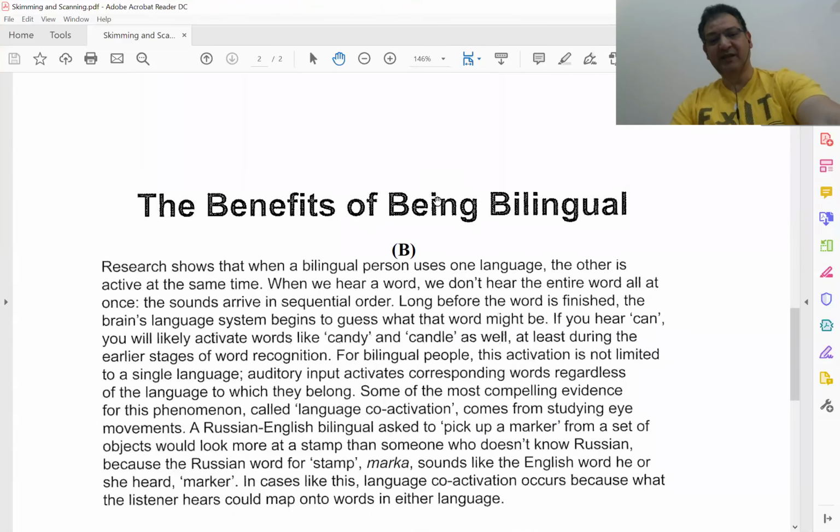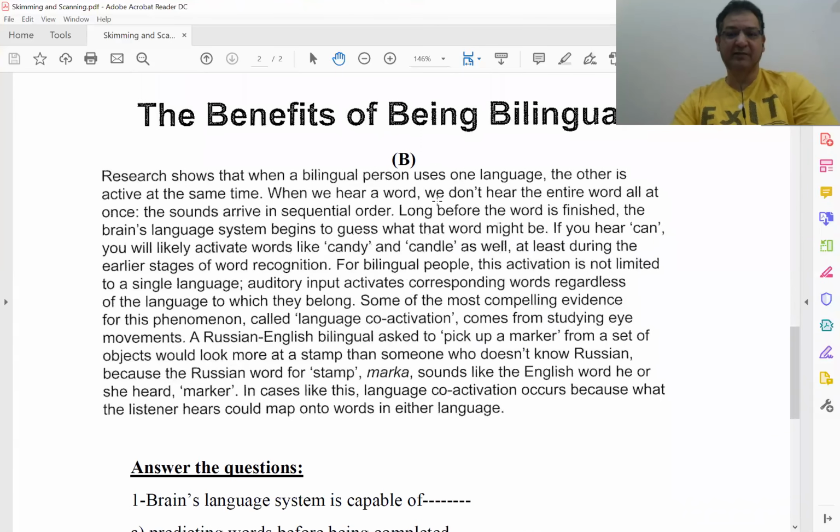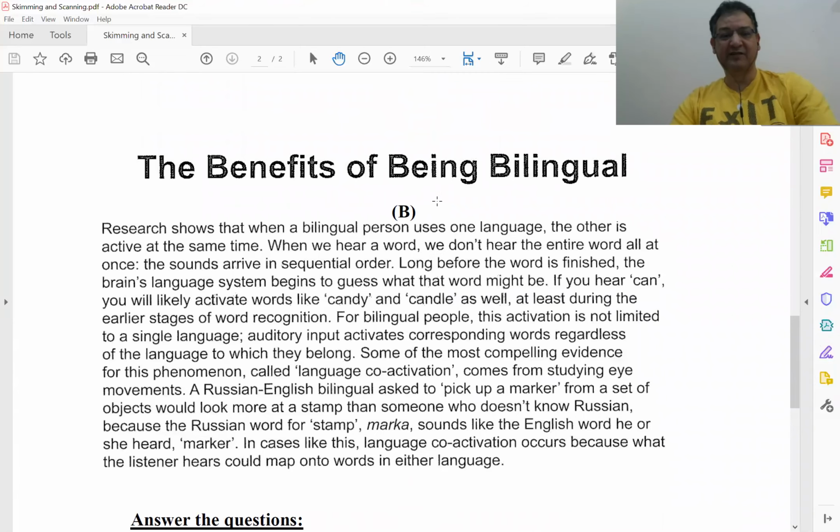Now, this is a passage from IELTS reading. Yes, the title of the passage. Now, how can I apply skimming? How can I apply scanning? This is one paragraph, but in IELTS you have a reading passage that includes many paragraphs. I chose only one paragraph to apply skimming and scanning.